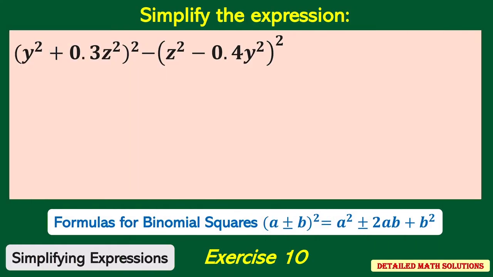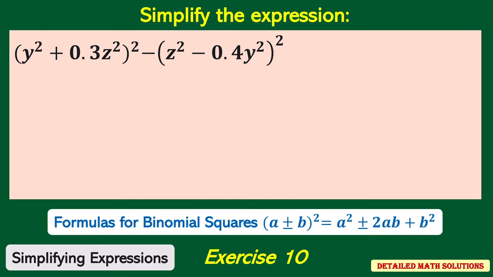Next exercise. Simplify the expression. In the first binomial square, (y² + 0.3z²)², y² corresponds to the a in the formula, 0.3z² corresponds to the b in the formula. And respectively, in the second binomial square, z² corresponds to the a in the formula, and 0.4y² corresponds to the b in the formula.